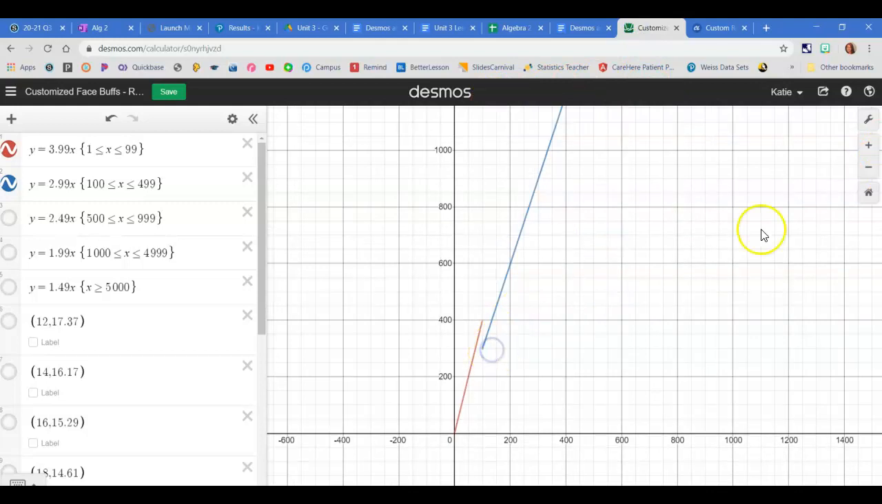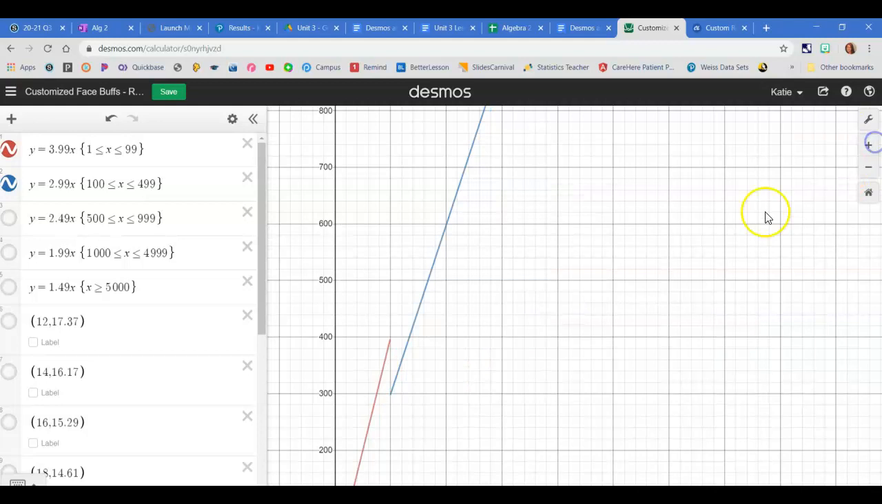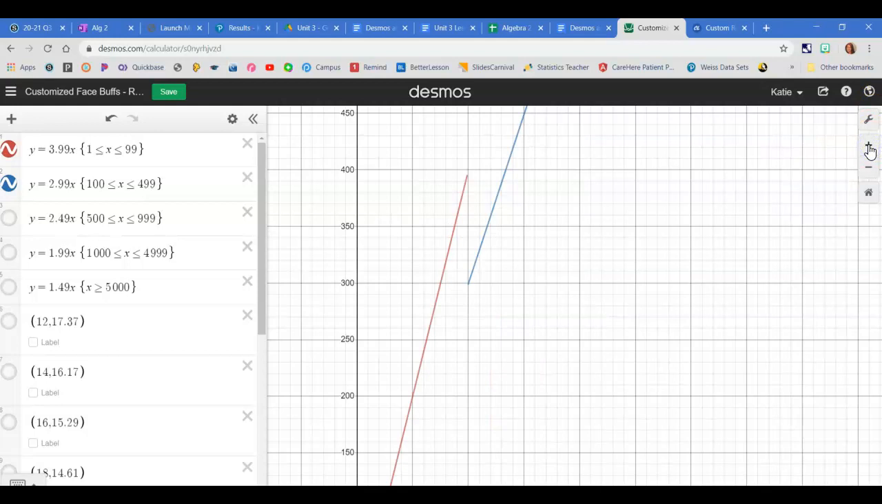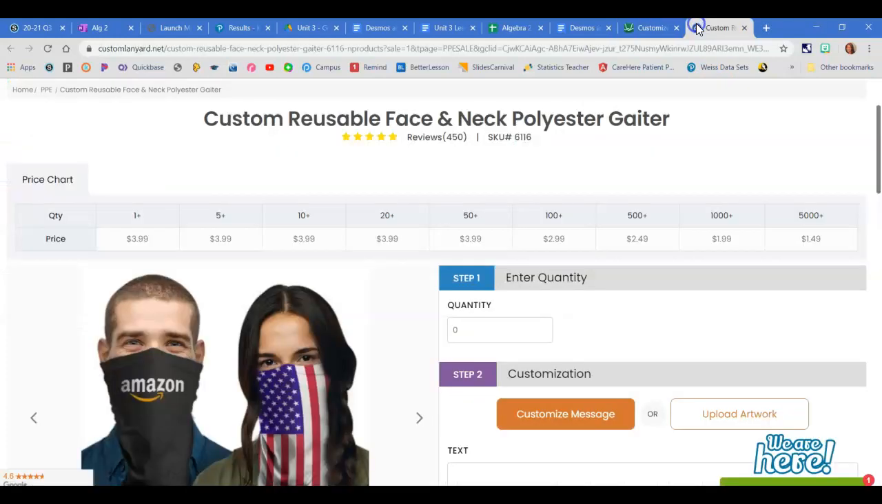Now, to me, the most interesting part, because maybe you're deciding what to order, is the overlap. Between 50 and 99 is where it's $3.99. What if I wanted 97? Should I just go ahead and buy 100? Of course, when you look at this chart, you would think so.